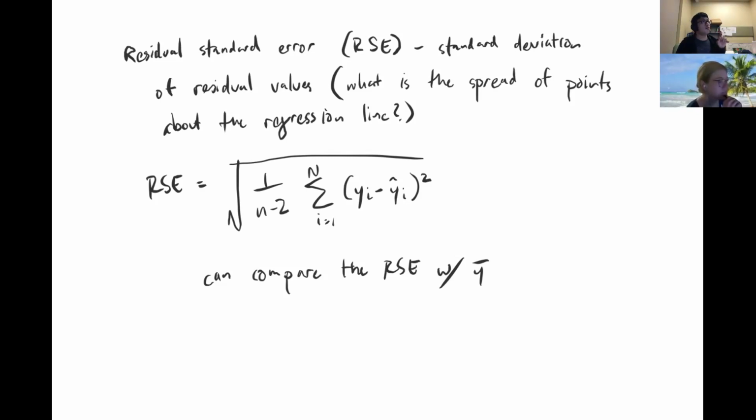And if the aggregate value of the RSE is smaller than that spread, then you're essentially saying that the model does a better job of reducing the error in your prediction compared to just having a flat line. Thank you. That makes sense. Yep.